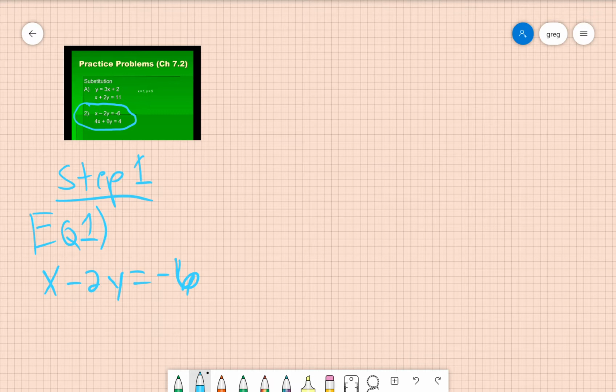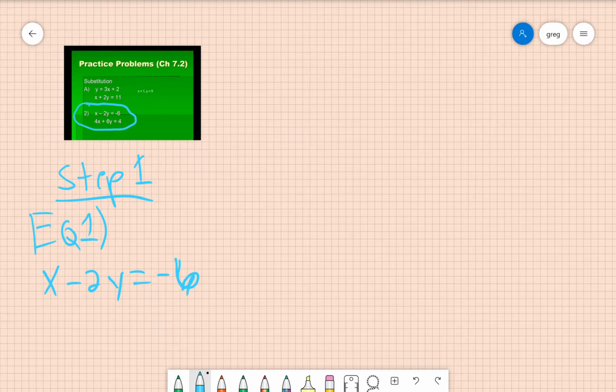Subtract what? Now, the thing is, I don't want to move x. I want to get everything away from x. I want to keep x where it is and move everything else away from x. So what can I move away from x for this equation? -2y. Way to go, Daphne.